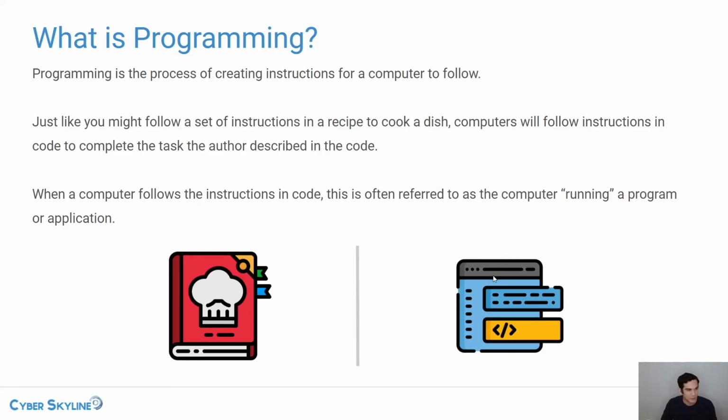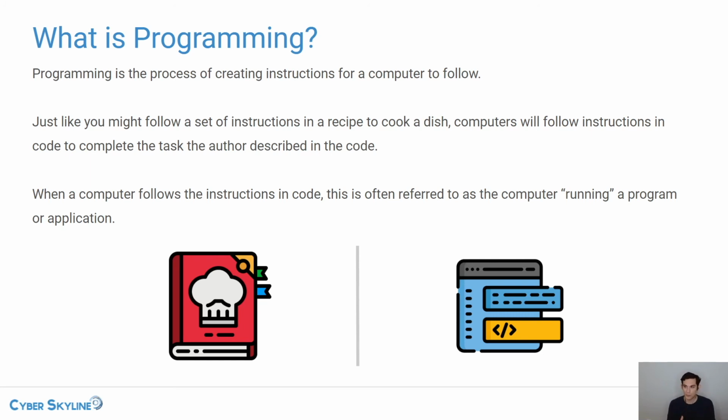All right. So, as we get into these code basics, the very first question we're asking ourselves is, what is programming? And very simply, programming is just the process of creating instructions for a computer to follow. And just like how you might follow a set of instructions in a recipe to cook a dish, or maybe you're making cookies, whatever it is, you are following those instructions to accomplish a task.